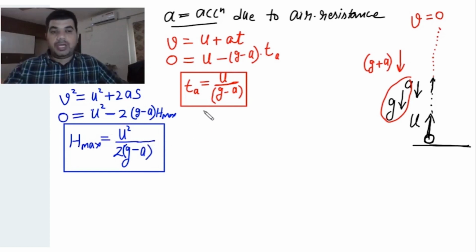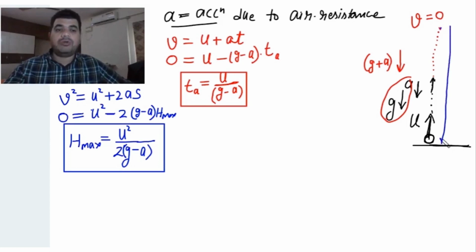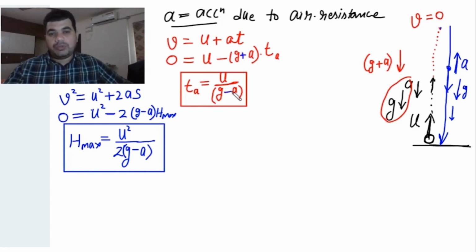Now what we have to find? Again we have to find time of descent. What is time of descent? It is the time taken to reach from maximum height again to the ground, because the ball will return. When the ball returns, its velocity is downward, so acceleration due to air resistance is upward, but gravity is downward. So now the downward acceleration is g minus a. Time of ascent is with g plus a, and here in h max should also be g plus a. Remember that. Okay, it was a mistake.